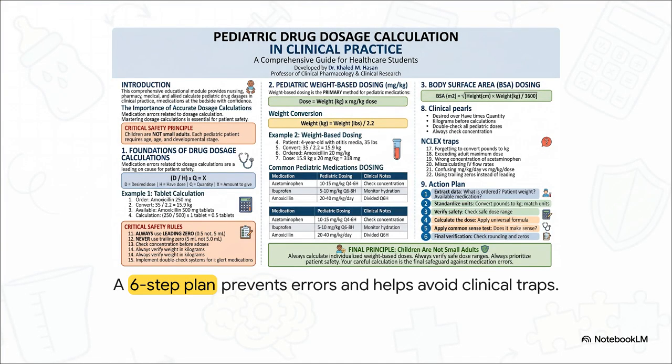Here is a bulletproof 6-step action plan developed specifically for clinical practice. Extract the data, standardize your units, verify safety ranges, calculate the dose, apply a common sense test, and execute a final verification. And check out those NCLEX traps on the side, things like forgetting to convert pounds to kilograms or messing up IV flow rates. If you follow this standardized template, you basically eliminate those cognitive errors.